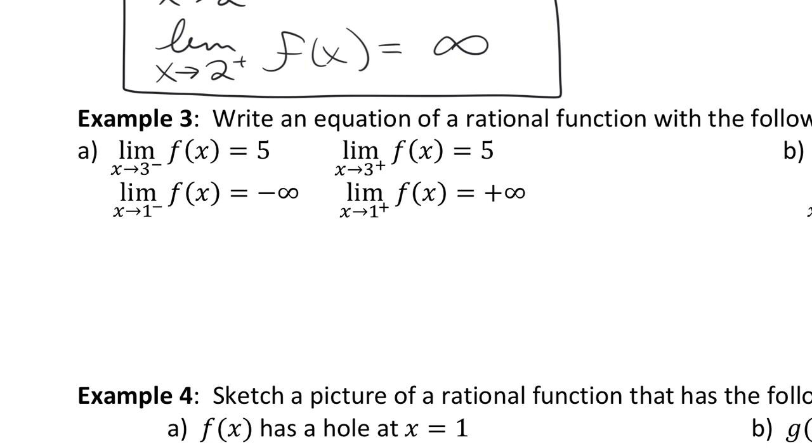So if you'll notice, we have 4 limit statements here. These two are both approaching 3, one from the left side and one from the right side. But as we approach 3 from the left and the right, it's equal to 5. Does that mean that there is a hole or a vertical asymptote at 3? A hole at 3, because if it's a limit approaching a number equal to a number, that's going to show us a hole.